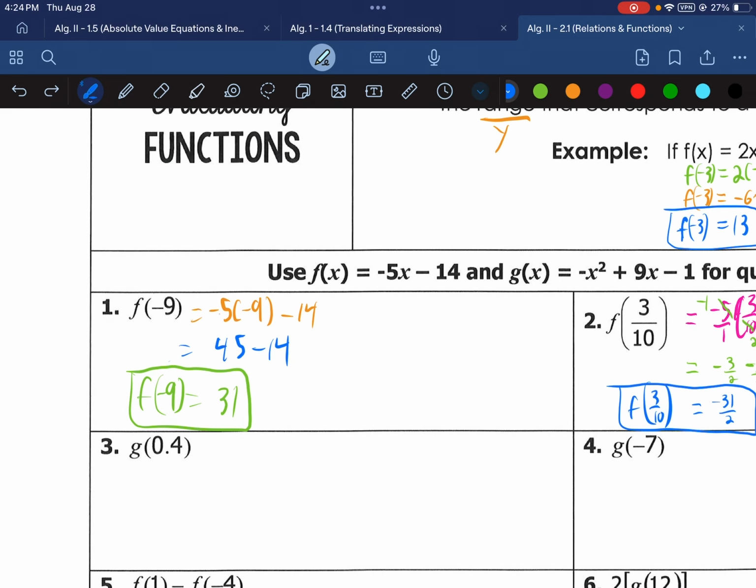Number 3, we have g of 0.4. So that means we're plugging it into this function here. So g of 0.4 is negative 0.4 squared. Notice I'm putting it in parentheses when I square it. That's important. Plus 9 times 0.4 minus 1.